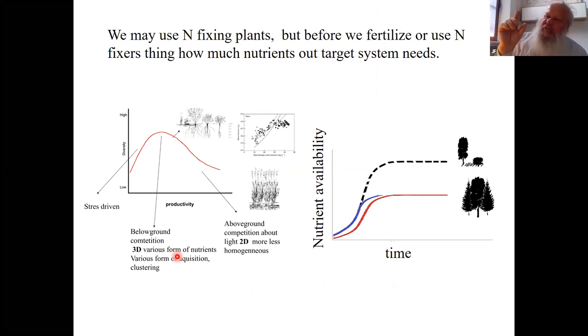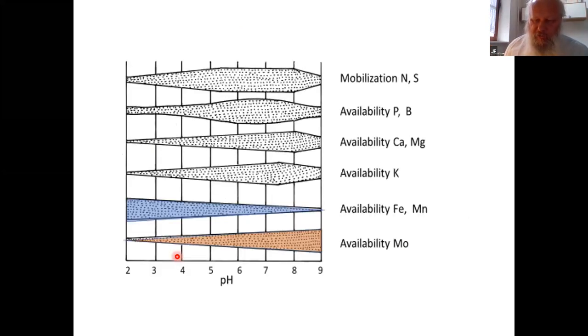Again, I emphasize that when you are going for forest, you should be very careful how many nutrients you add, because you might easily overshoot the nutrient needs of your system. And you might end up with sites with too much grass, too much grass competition, which is not so good for forest, as I already mentioned.